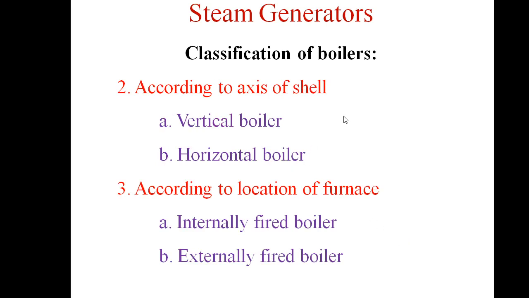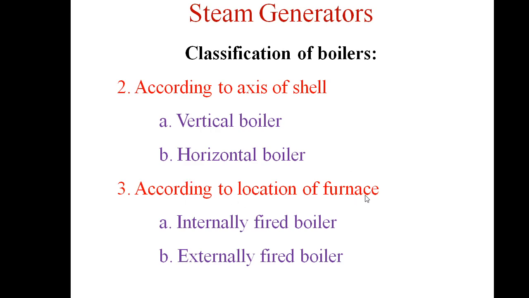Coming to the second category, that is depending on axis of shell. If the boiler shell has a vertical axis, it may be a cylindrical boiler shell, and if the axis of the boiler shell is vertical, then we call this a vertical boiler, and if the axis of the boiler shell is horizontal, then we call it a horizontal boiler. So depending on the position of the axis of the boiler shell, boilers are classified in two categories: vertical boiler and horizontal boiler.